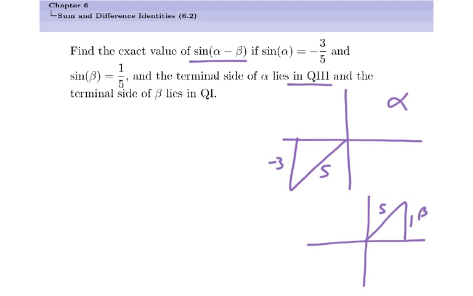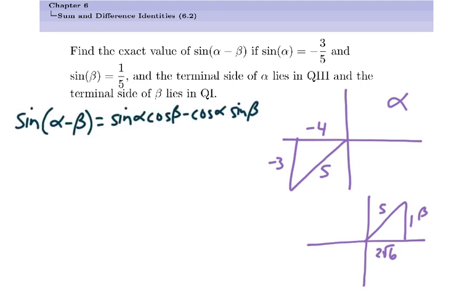Find the missing sides. 25 minus 9 is 16, square root of 16 is 4. I'm to the left, so it's negative. 25 minus 1 is 24, square root of 24, 4 times 6. So that's going to be 2 root 6, positive because I'm to the right. Now that I set up my triangle, I just have to use the sine equation for difference. Instead of a and b, I'm just using alpha and beta.